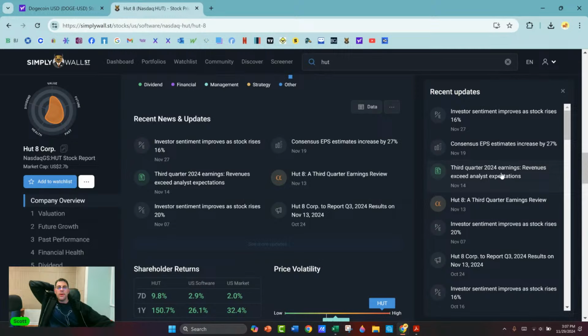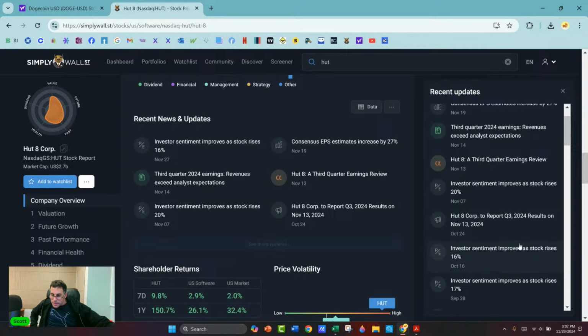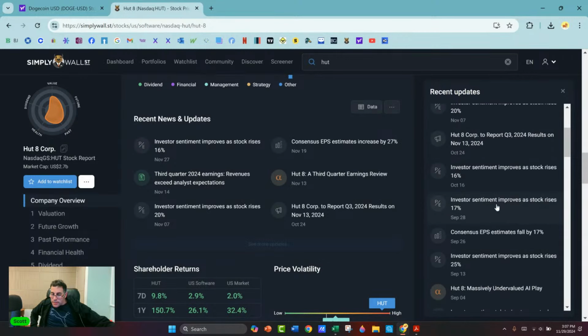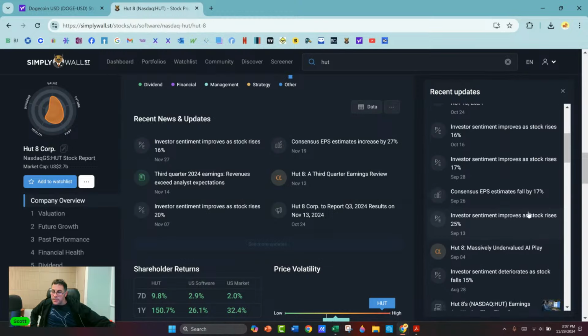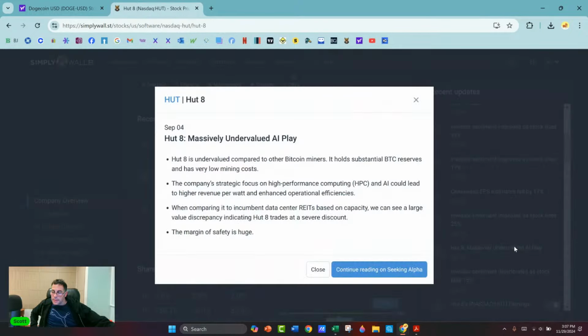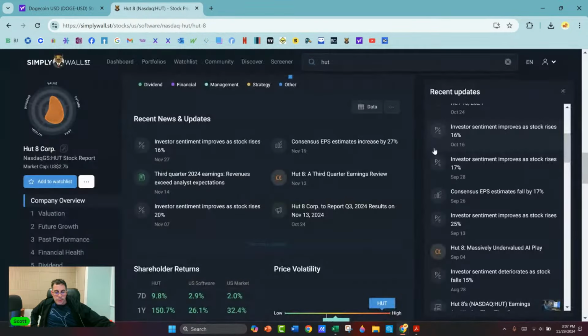I mean, nothing matters except the price of Bitcoin. It's the only thing that matters. This company can make a ton of money or lose a ton of money. It doesn't matter. It's all the price of Bitcoin that dictates the stock. Consensus EPS estimates fall by 17%. Okay, so nothing too exciting, I guess.